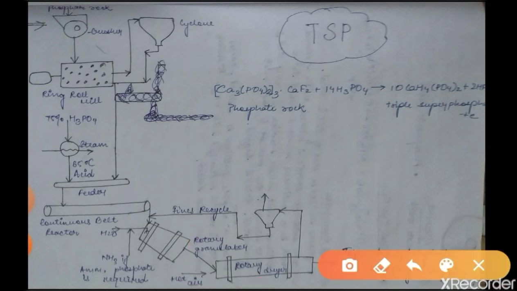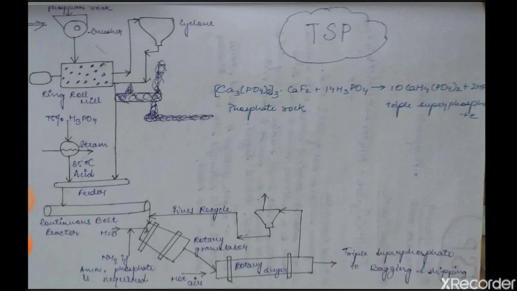Now one more thing, if we require a complete fertilizer, then excess H3PO4 is also added. Okay, and excess H3PO4 is added from here and it can be neutralized with NH3 addition over here in the granulator, as we studied in case of SSP.